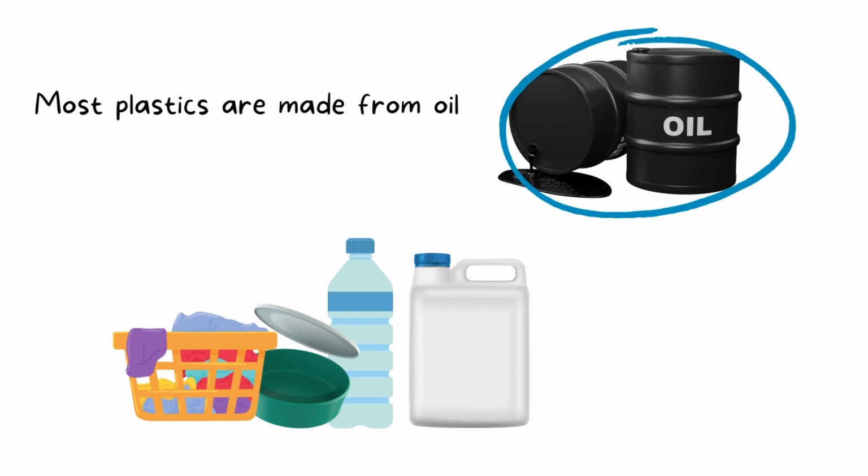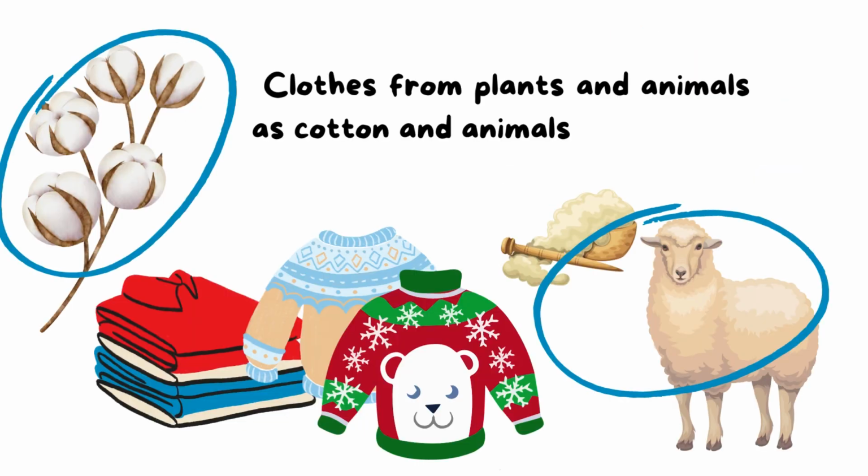You know that most plastics are made from oil, and we know that oil is a natural resource. Yes, another example, you know, clothes are made from cotton or from wool. Yes, as clothes are made from cotton or from wool, so they are made from plants or animals. Yes, because we get wool from sheep. Yes, so we know that plants and animals are natural resources.